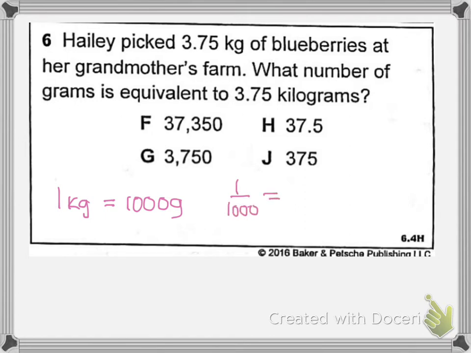And it wants to know how many grams. This is kilograms over grams. So how many grams is equivalent to 3.75? Okay, then you're going to cross multiply and divide.